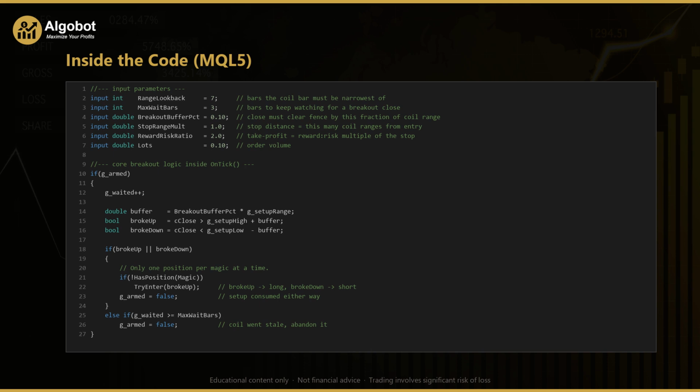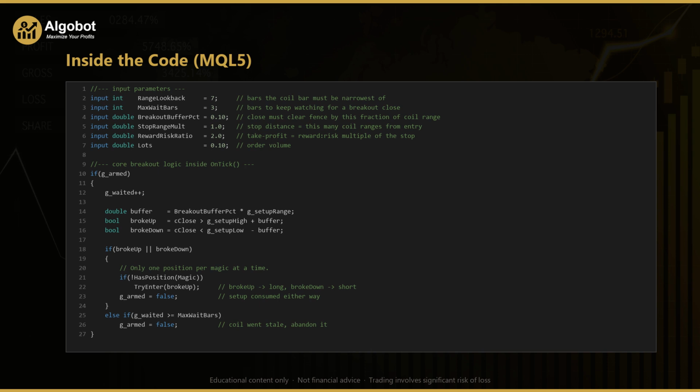StopRangeMultiple scales the stop loss as a multiple of the coil range, and RewardRiskRatio sets how far the target sits relative to that stop. Finally, Lots is simply the order size. Below the inputs is the heart of the strategy, the breakout logic that runs once per new bar.